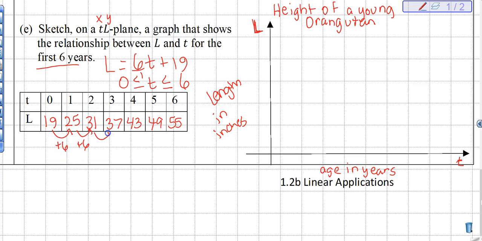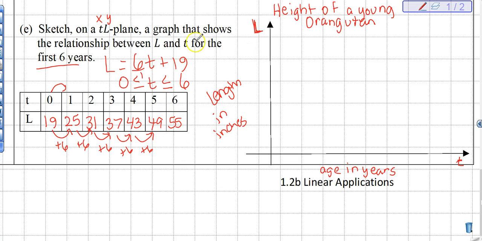This is a really good indicator right here that this is a linear representation because it's an arithmetic sequence. It's a constant change. It's not changing. And the year is changing up 1, up 1, up 1, up 1. This is a really strong indicator that we're talking about a linear relationship. So when we graph these, they should graph a line.